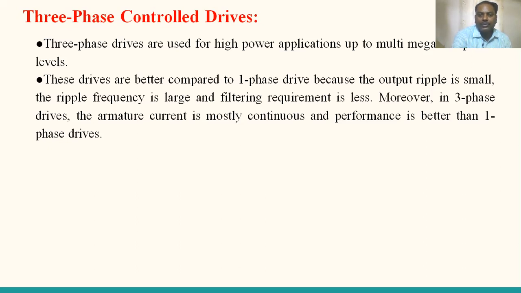Due to the increased pulse number, this drive most of the time operates in continuous conduction mode. These drives are better compared to single phase drives because the output ripple is very small, the ripple frequency is large and the filtering requirement is less. Moreover, in three phase drives, armature current is mostly continuous and performance is better than single phase drives.